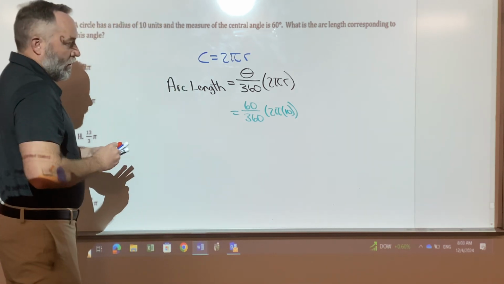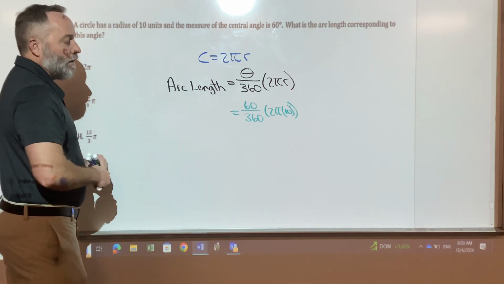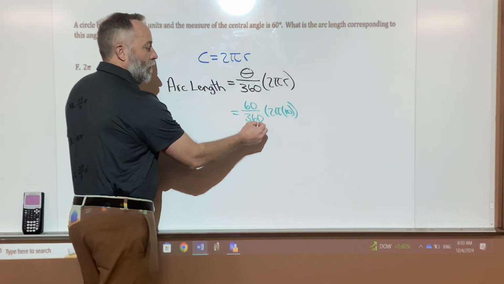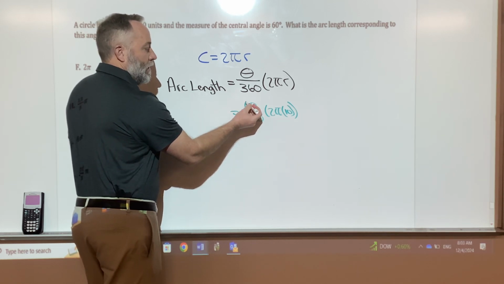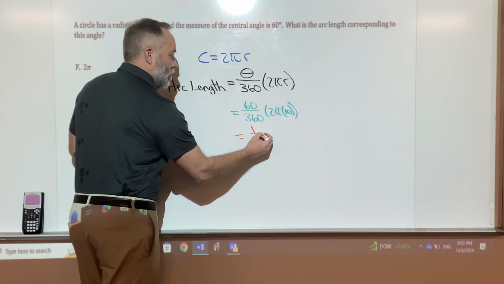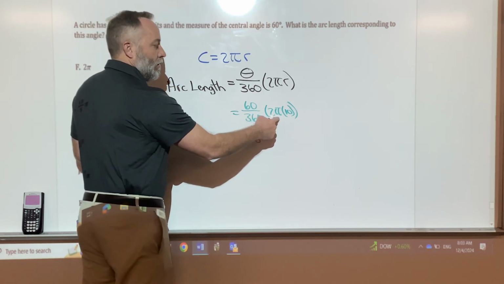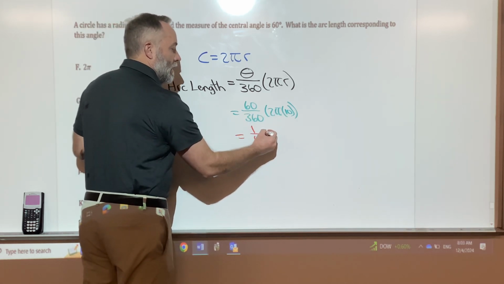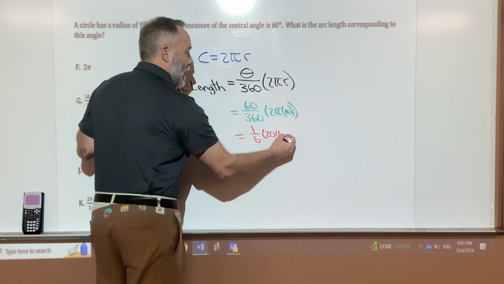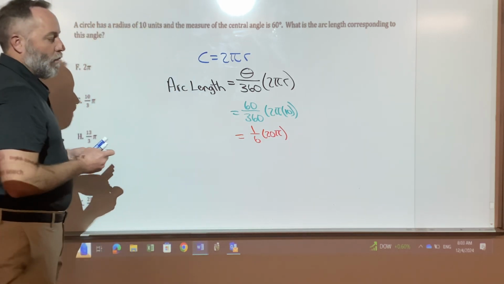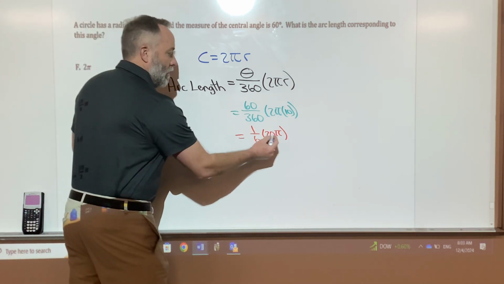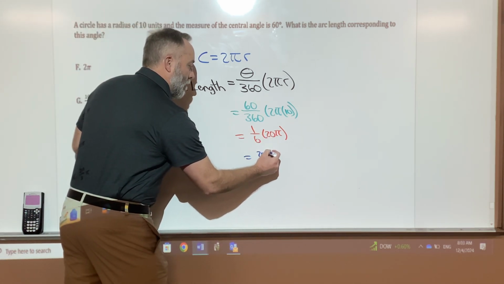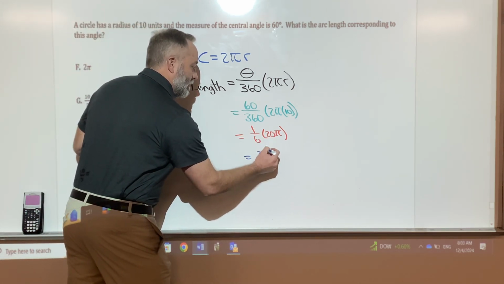Okay, so again, you could use a calculator if we need to, but 60 over 360, it's like 6 over 36, which is 1/6. So this is 1/6, and 2 times pi times 10 is 20 pi. So now we just have 1/6 times 20 pi, which is 20 pi over 6.